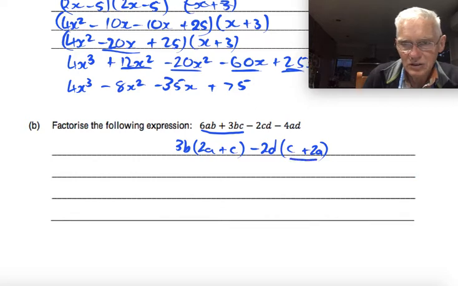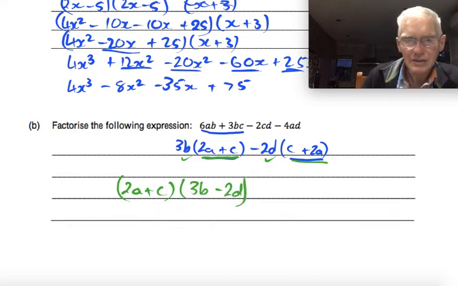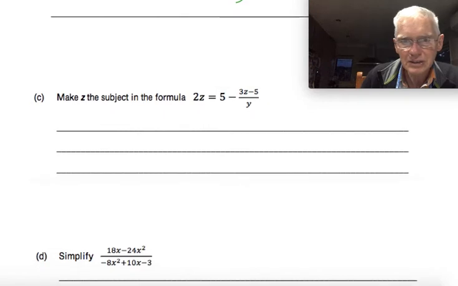Now notice I've got 2a plus c in both parts there. So I'm now going to take the 2a plus c, that's this bit here and this bit here, out the front. So I've got 2a plus c, and I'm left with these bits here as my last factor, 3b minus 2d. Here we go, that was factorizing. Let's go on to the next one.